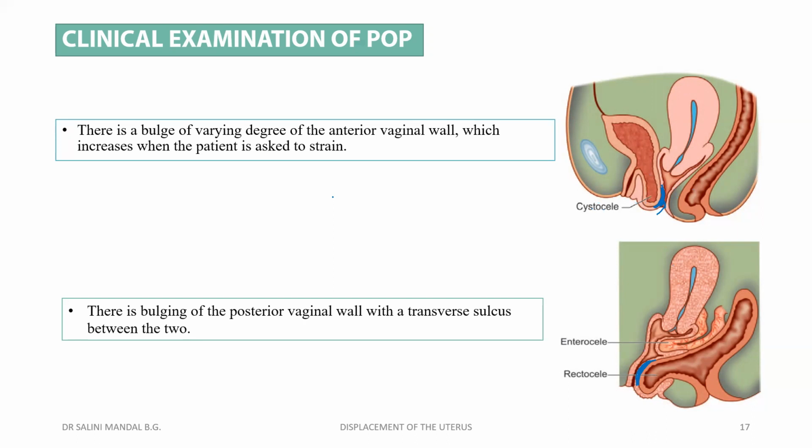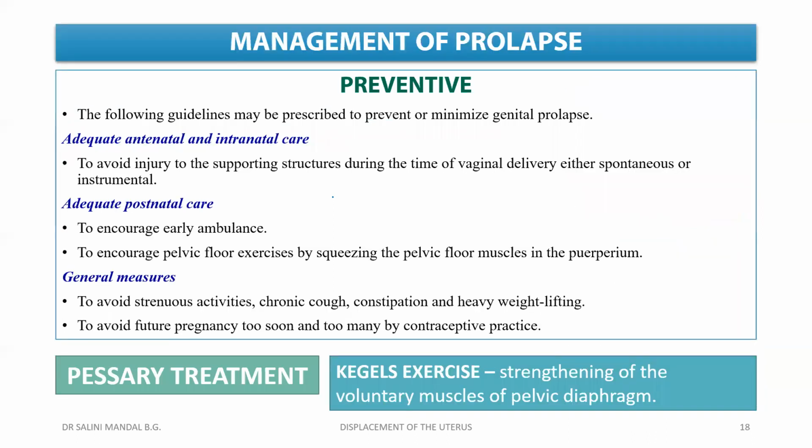Now, coming to the management of pelvic organ prolapse. Before that, we need to know about the differential diagnosis. Differential diagnosis of pelvic organ prolapse. Let's talk about the cystocele first.